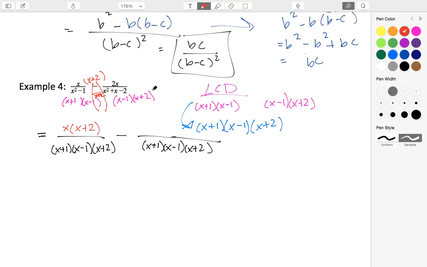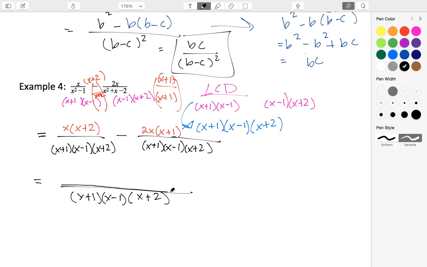And then on the right side, let's see, I don't have an x plus 1, but I do have an x minus 1 binomial and an x plus 2 binomial. Therefore, in order for me to get the same denominator, I need to multiply this side by x plus 1 and x plus 1. So my new numerator up here is going to be 2x times x plus 1, right? And then I'm going to write these all under the same fraction bar. So then this will become x times x plus 2, and then minus 2x times x plus 1. And go ahead and do the scratch work on the side.